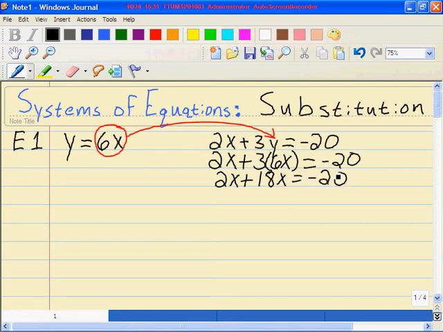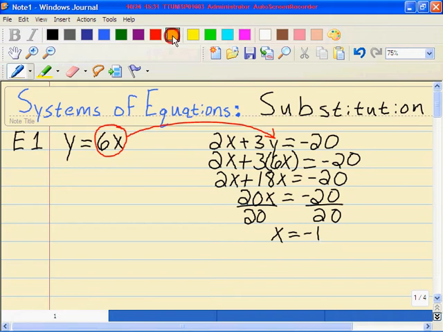Combine our like terms here of 2x and 18x and get 20x is equal to negative 20. And then we'll divide by 20. And x will equal negative 1.